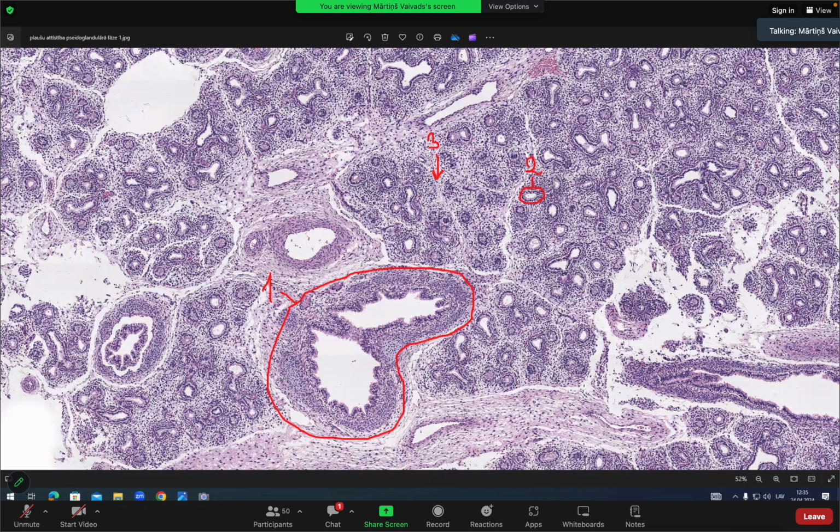Blood vessels. I will show you two types of blood vessels. Number 4, that's an artery. Number 5, that's a vein. So arteries, veins, capillaries, but blood vessels. So 4 is an artery, 5 is a vein.